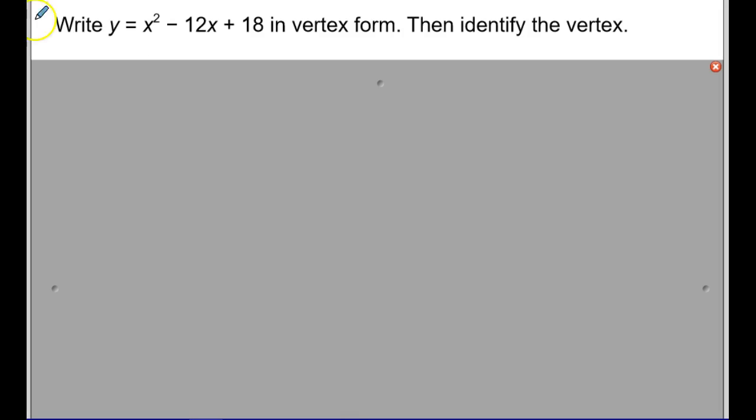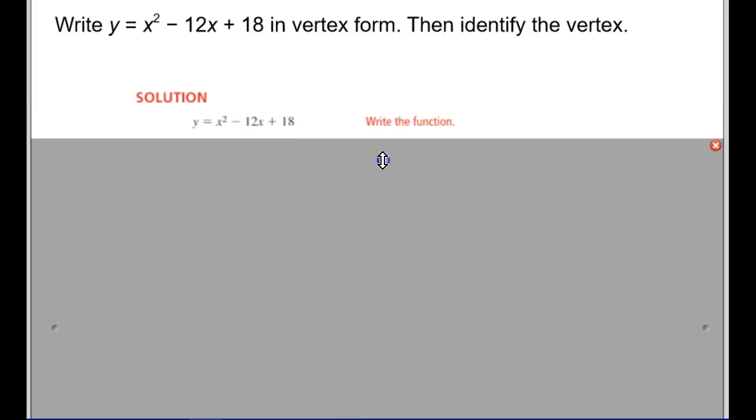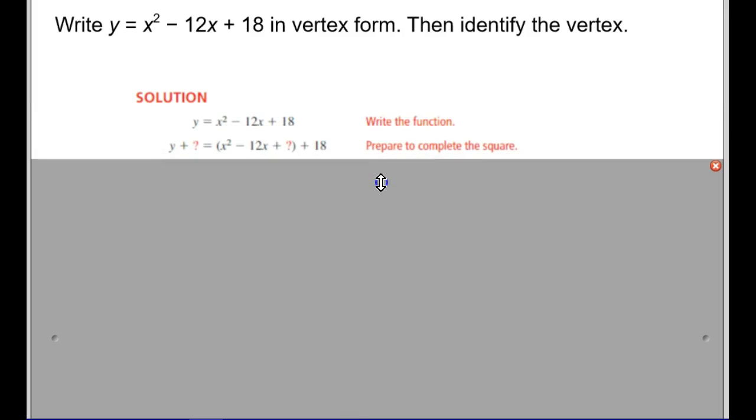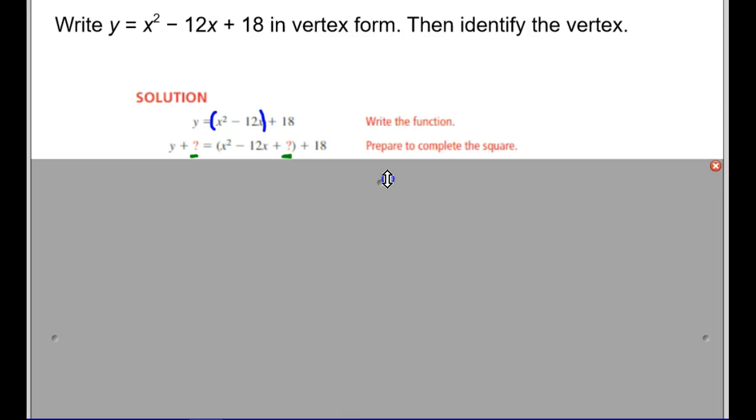Okay? So now we have a function that we are asked to write in vertex form and then identify the vertex. Well, there's several ways to do this, and the easiest one is by completing the square. Okay? So I'm going to go ahead and write my function. And then I'm going to start by kind of completing the square. So I know I'm going to be using these terms with my x's and adding something to both sides. So I have to leave a space for that I'm adding to both sides. So now I have to find what that thing is going to be.